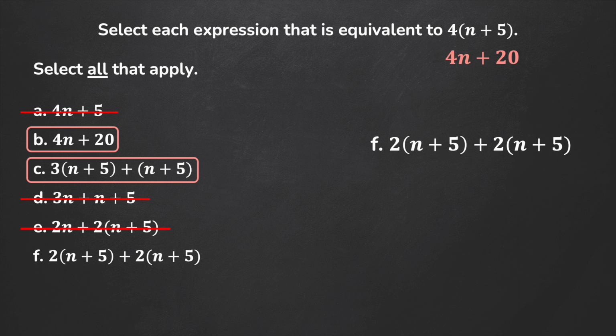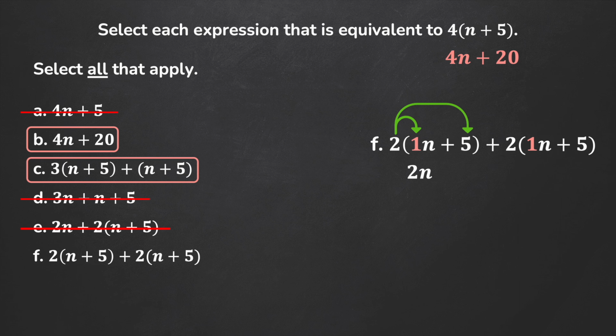Now let's simplify F. Here we have 2 times (n plus 5), plus 2 times (n plus 5). First, we're going to write a 1 in front of our variable since there was no coefficient there, meaning that the coefficient is 1, and that's going to help us when we distribute. So let's start off by distributing the 2. 2 times 1n is equal to 2n. 2 times 5 is equal to 10. And then 2 times 1n is equal to 2n. And 2 times 5 is equal to 10.